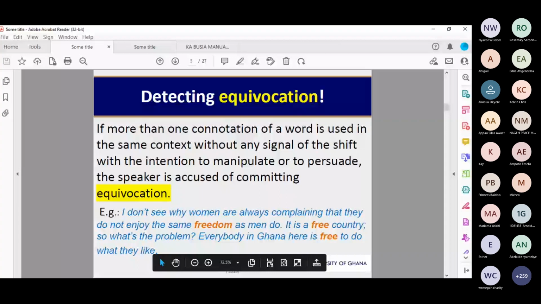You are equivocating. Equi means equal, vocation, vocabulary. So you are using the word as if they mean the same. The meanings are the same in the context, but it is not the case. Okay, it helps to give an example to show equivocation.